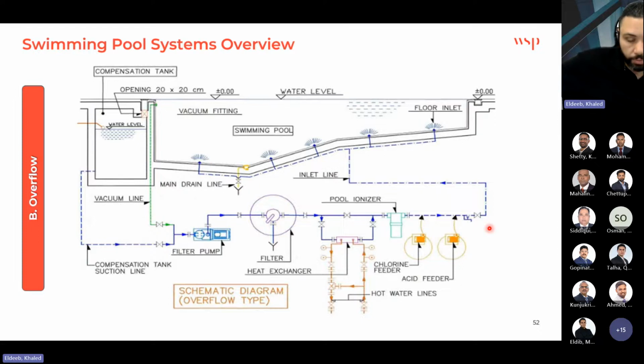Okay, so we have to provide chemicals to maintain the water hygienic and healthy. Okay, like that.